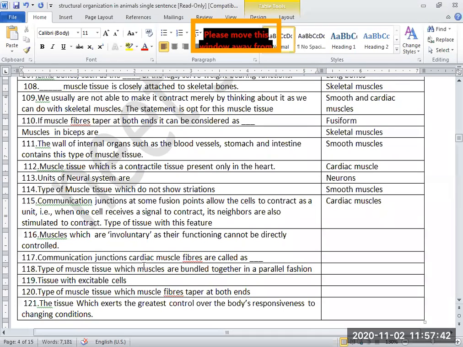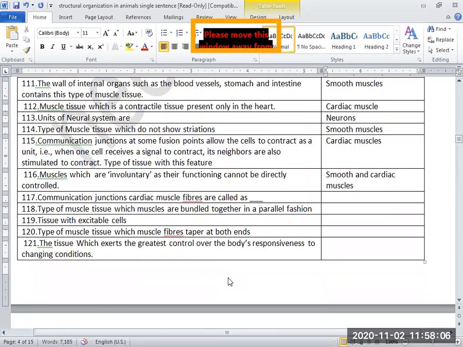We have one more question here. Muscles which are involuntary, as their functioning cannot be directly controlled: smooth and cardiac. The only muscles which we can move in the body are skeletal muscles. Or simply, whatever you are moving is skeletal muscle. You can move your hands and your legs. You can't stop your heartbeat because it is involuntary. You can't make food move from the stomach to the intestine in the alimentary canal; it happens by itself. We use the term peristaltic movements.